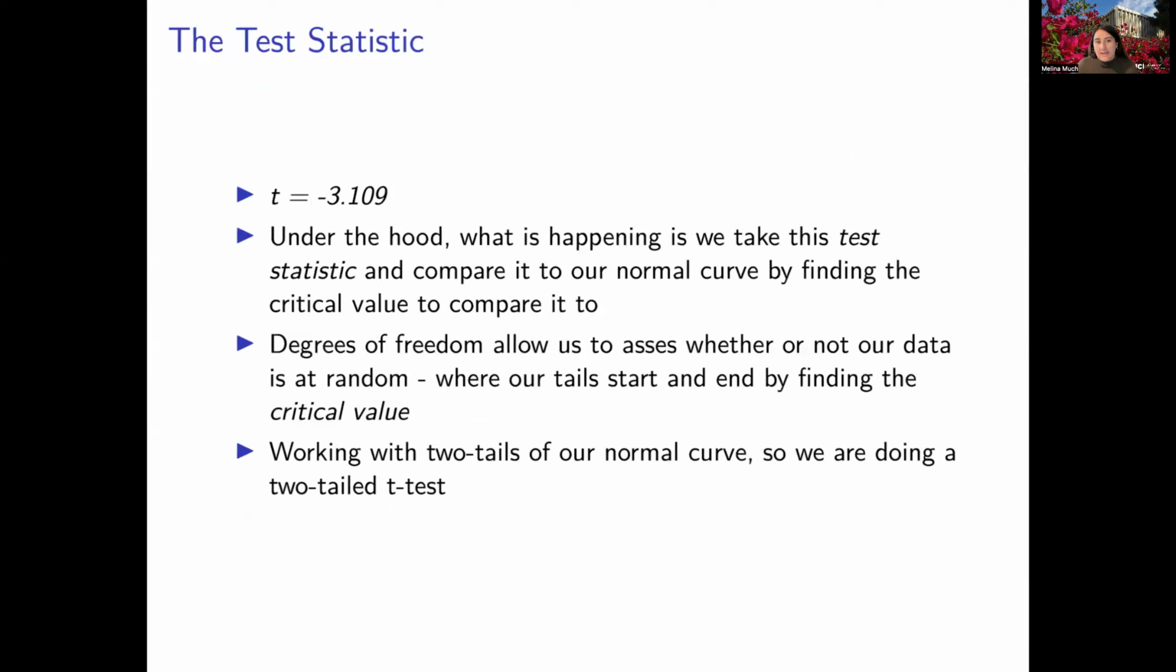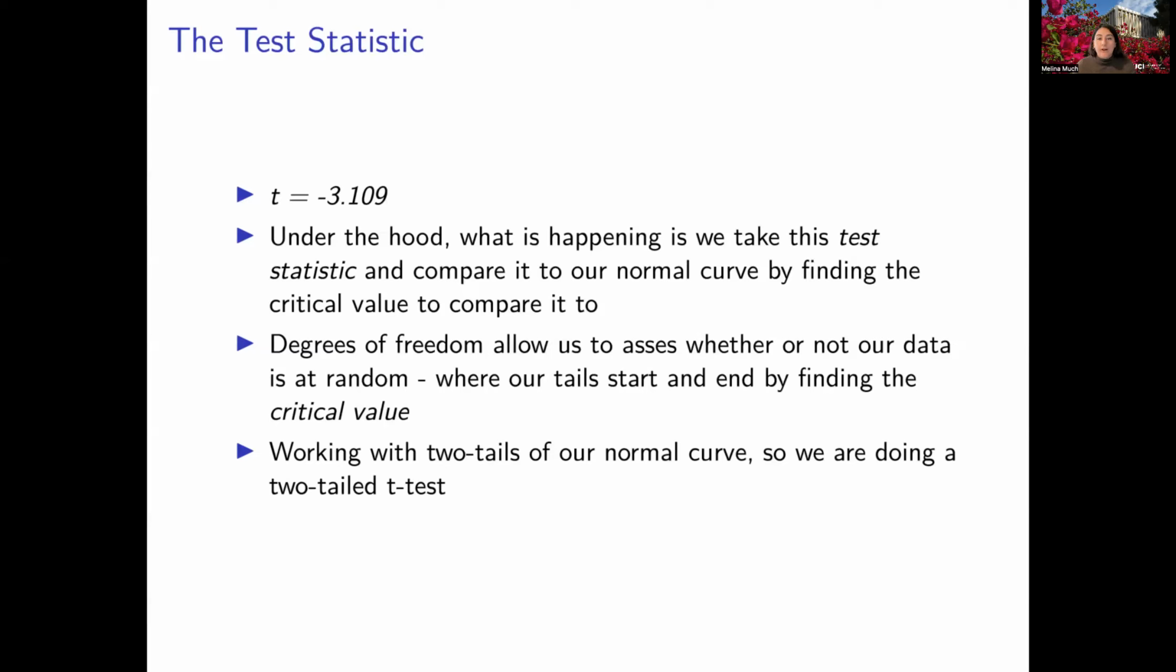Okay, so we'll get into this a little bit more concretely. Our test statistic in this case, our t-value, is -3.109. Under the hood, we're calculating this test statistic, and R is then going to be comparing it to things that we know about the normal curve by finding a critical value using our degrees of freedom. So the degrees of freedom helps us assess whether or not our data is random and helps us find this critical value. And since we're working with two tails of the normal curve, we don't have a directional hypothesis. We're using both, so we're going to use a two-tailed test.